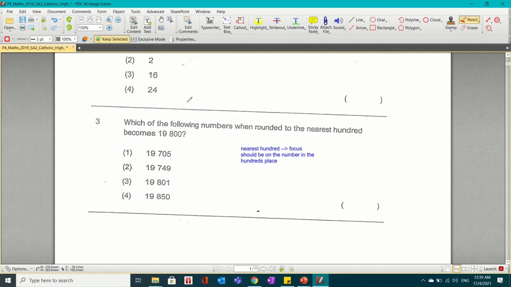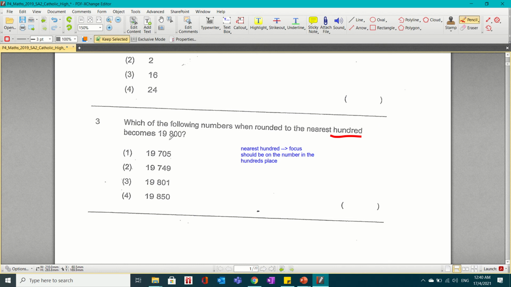For the third question, which of the following numbers when rounded to the nearest hundred becomes 19,800? I've come across a lot of students who face difficulties with such questions because they're often unsure about which number or which digit they should focus on. But typically my advice is whenever you have 100 or nearest tens or nearest 1, focus should be on the number within that specific place.